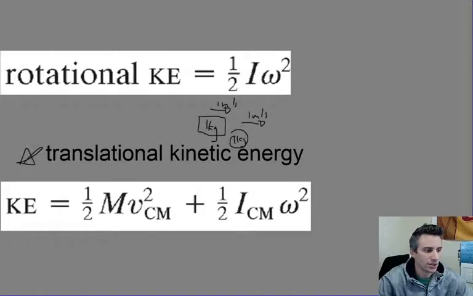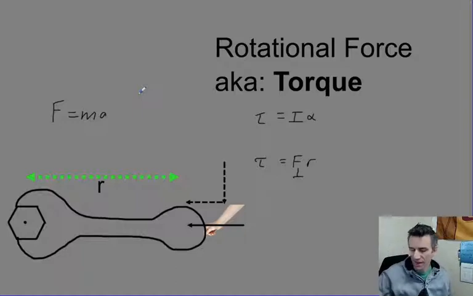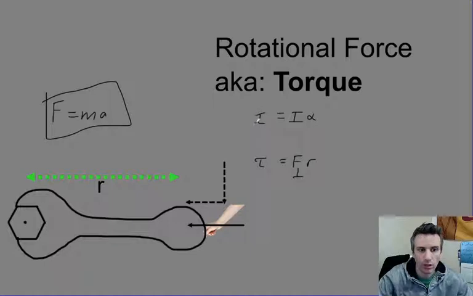Let's take a look at torque. So torque is a rotational force, where linear force is expressed as F equals ma. What is the angular equivalent to that? Well, instead of using an F, we use this Greek letter tau. And instead of ma, what is the angular equivalent for mass? That's rotational inertia, capital I. What is the angular equivalent of acceleration? Alpha. It's the angular acceleration.